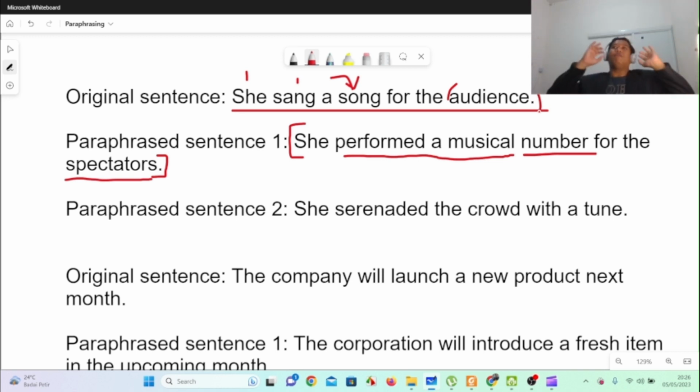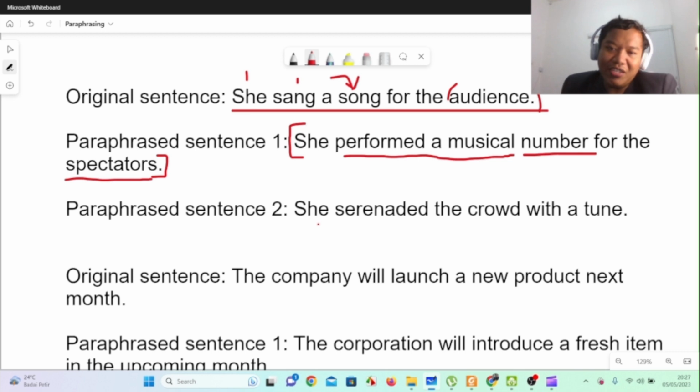Usually, that's the easiest as well. You usually only need to change the word. So you find a synonym that basically means the same thing or close to the same thing, and it basically will be the same sentence. Let's take a look at the second paraphrase example.